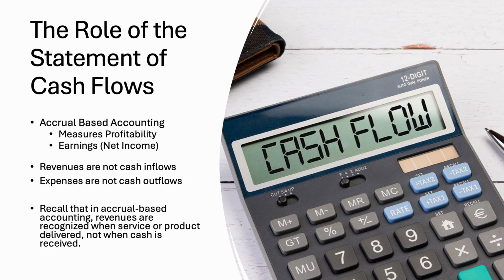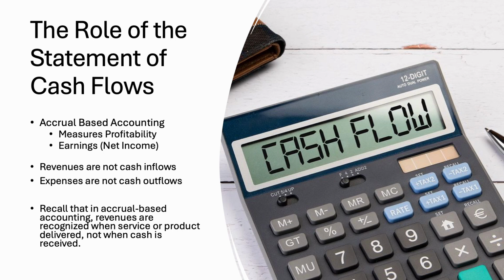In accrual-based accounting, there's an important distinction between revenues and cash. Companies can report revenue when it's earned, not necessarily when cash is received. Similarly, expenses are recorded when incurred, not when paid. This creates a gap between reported profits and actual cash position.